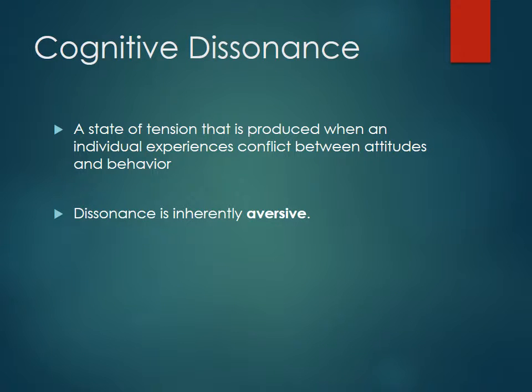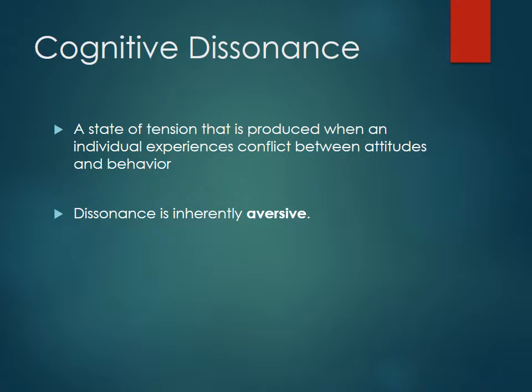Now I want to talk to you about a really important theory, cognitive dissonance theory. This is one of the most important theories. It ranks right up there with reinforcement theory. Cognitive dissonance theory was first written about in 1957 by a guy whose last name is Festinger. And he talked about dissonance as a state of tension that is produced when an individual experiences conflict between their attitudes and their actual behavior.